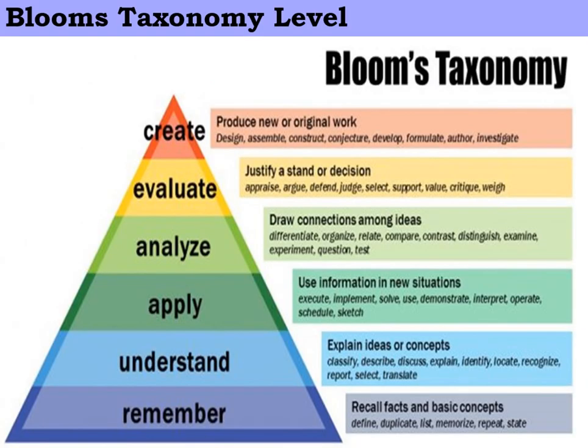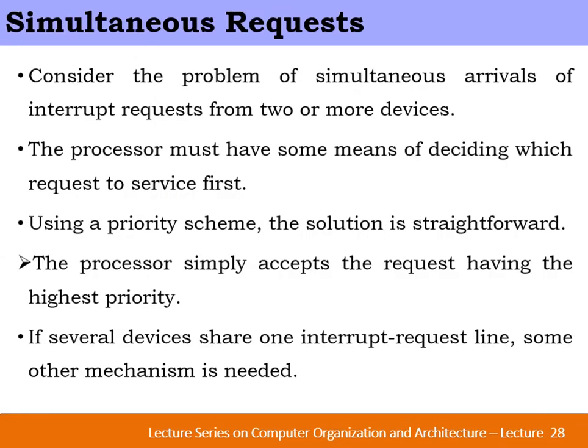This is the Bloom's taxonomy pyramid, wherein we are going to understand the concepts of how a simultaneous interrupt request is going to get service by the processor, that is, which device is going to get service. Hence it falls under Bloom's taxonomy level number 2.